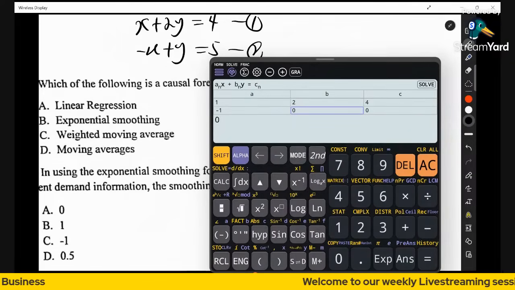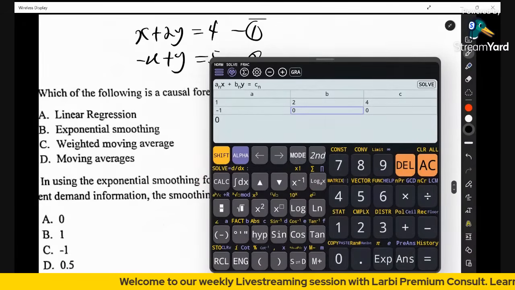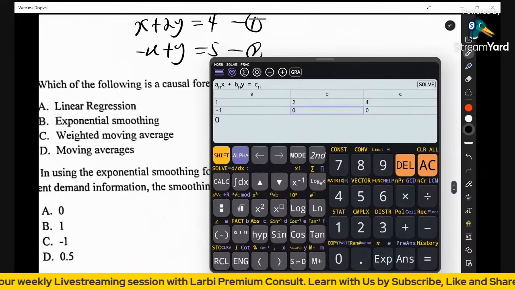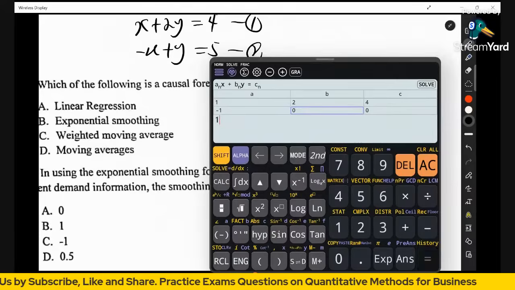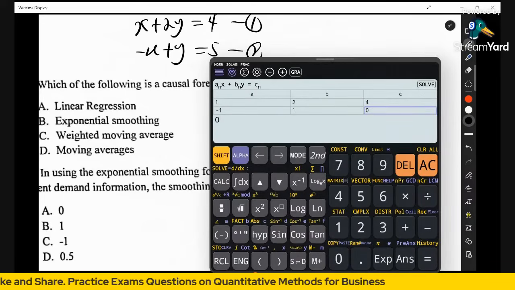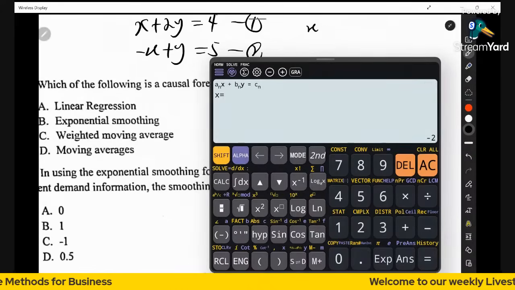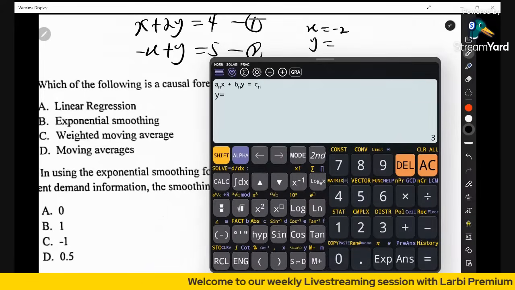So here, as I was saying, we have x plus 2y is equal to 4, and we also have negative x plus y is equal to 5, right? So we just have to key in their coefficients. Back to the second equation, the x was negative 1 and the y was 1, and then the c is 5. Once you get that, you press your equal to sign, and you get x equal to negative 2, and y equal to positive 3.